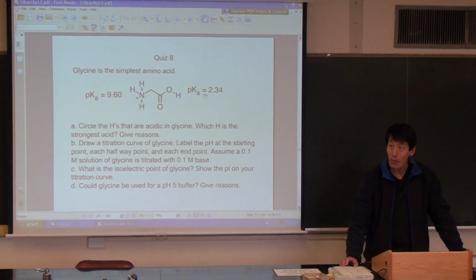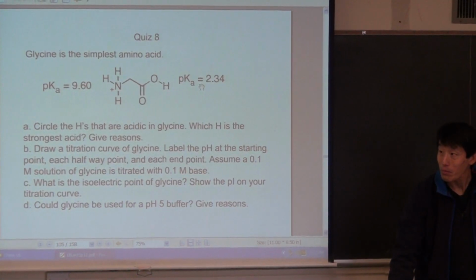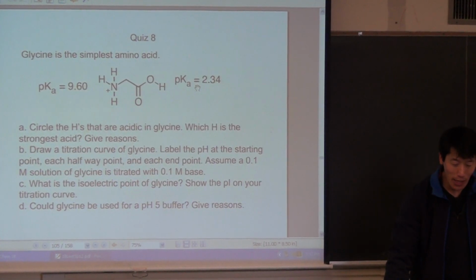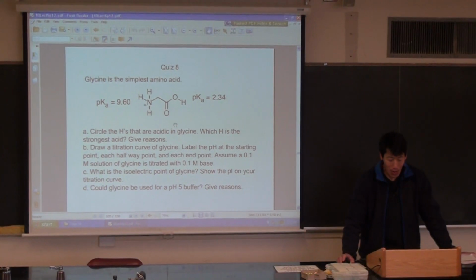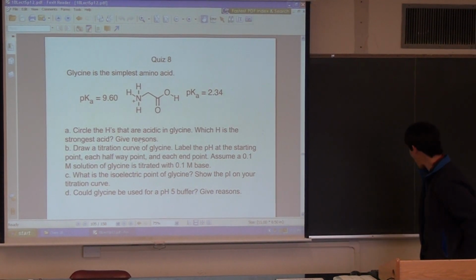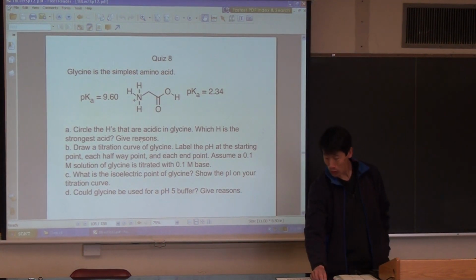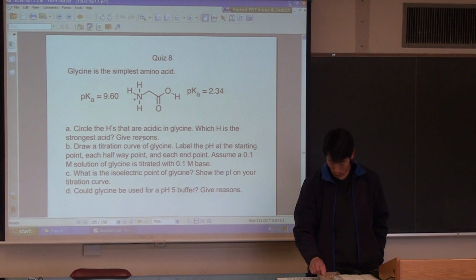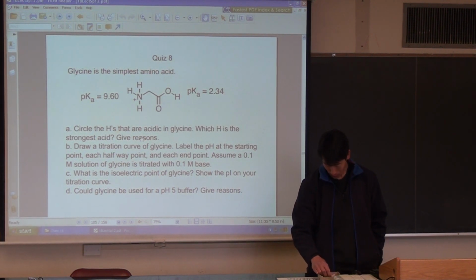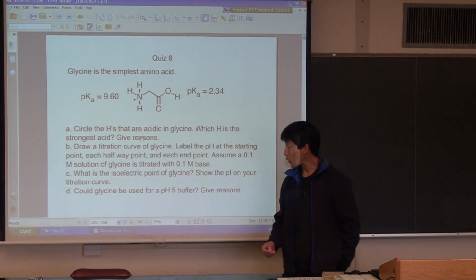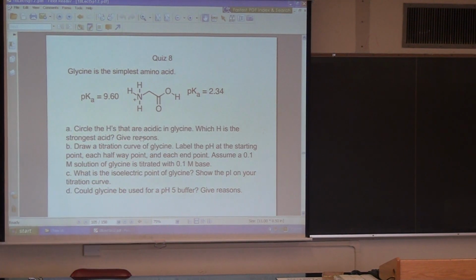So why is it this one? Note that the lower the pKa, the stronger the acid. Part B, draw a titration curve for glycine. For glycine, there are 2 protons which are donated, so that means that there are going to be two endpoints.